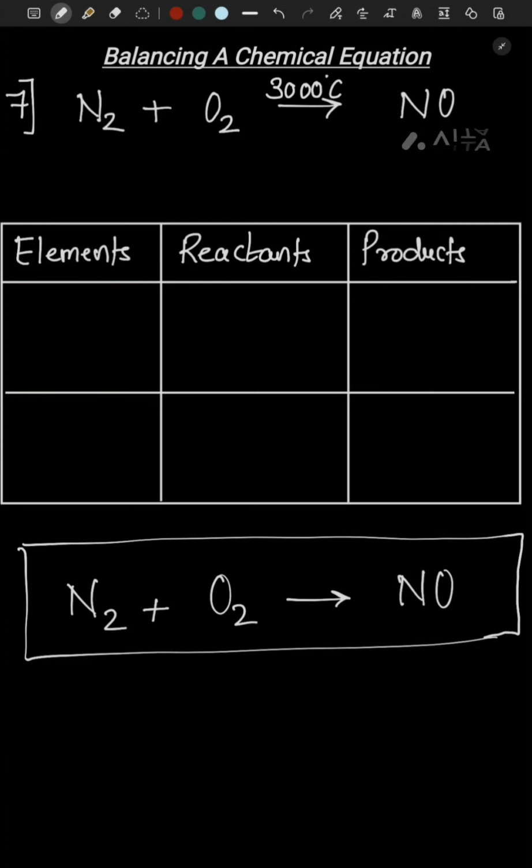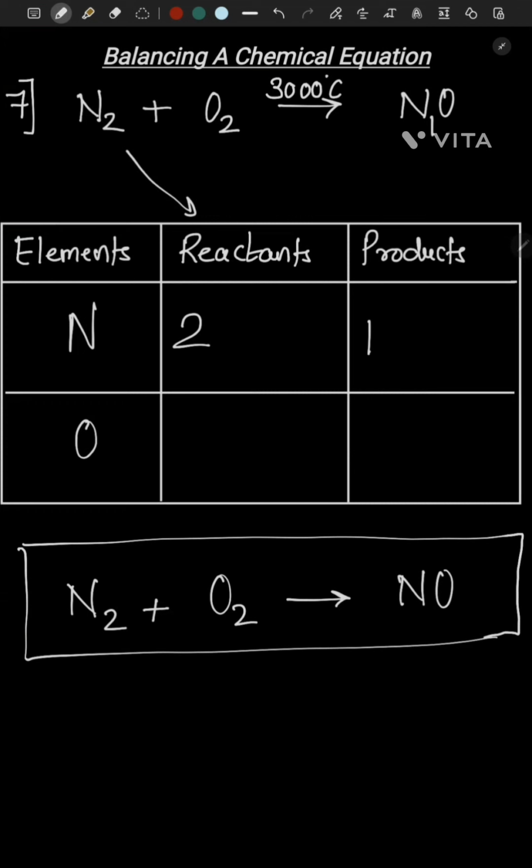Hence the next chemical equation is nitrogen reacting with oxygen to form NO, that is nitric oxide, at 3000 degrees Celsius. So how are you going to balance this? Let's start. The elements involved are nitrogen and oxygen. The number of atoms of nitrogen on the reactant side is 2, and on the product side nothing, which means 1. Same way, for oxygen, on the reactant side the number of oxygen atoms is 2, and on the product side nothing, which means 1.